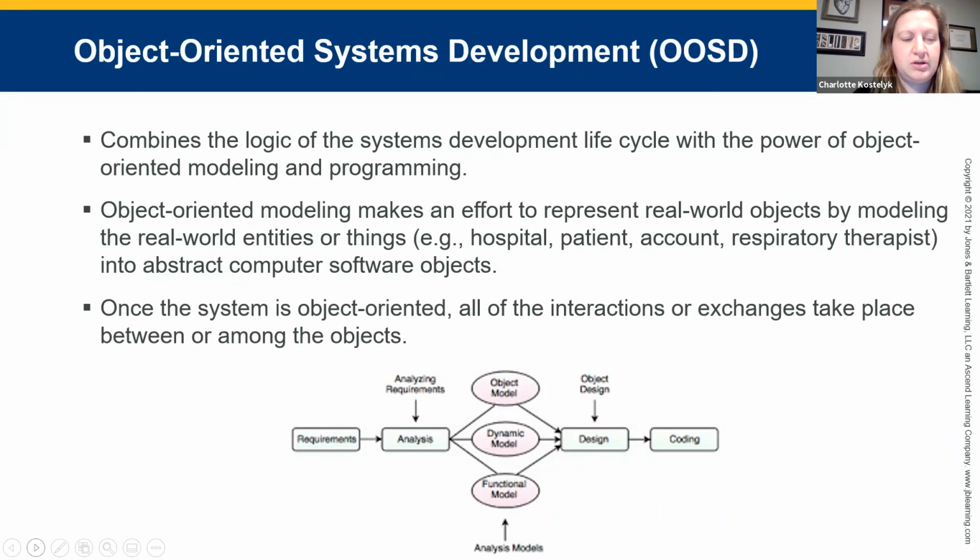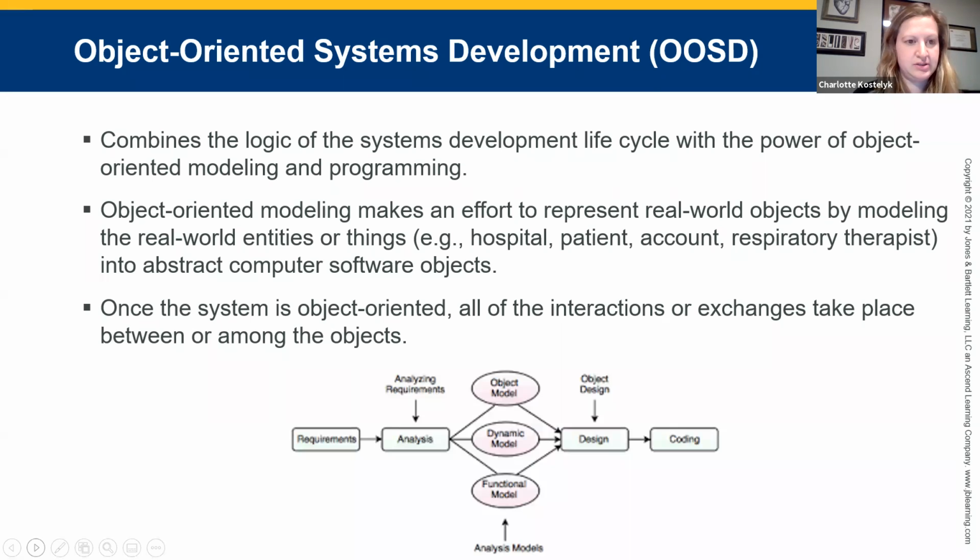Object-oriented system development. So this one uses objects that are already existing to kind of improve. So we have modeling that's occurring. So we're looking at real world objects, modeling things. So like we have hospital sections, different patient types, different accounts, respiratory. We're using all these software objects and just improving on them.